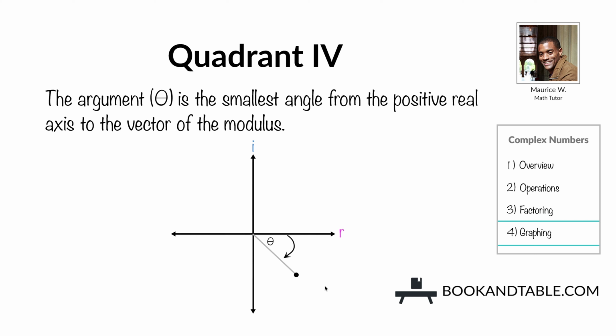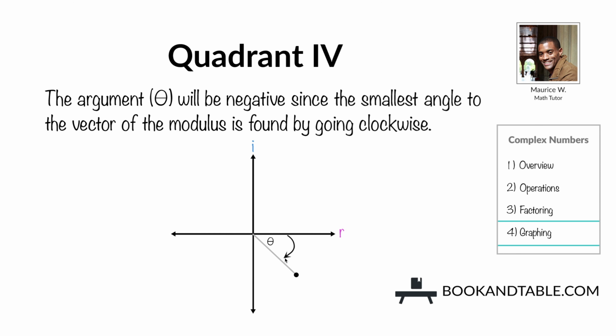Let's wrap up the chapter by discussing how we find the argument in the fourth quadrant. Now, as we've discussed, the argument, or the theta angle, is the smallest angle from the positive real axis to the vector of the modulus. And in the fourth quadrant, the argument is going to be negative since we are moving clockwise. When we moved counterclockwise in quadrants 1 and 2, the arguments were positive. So since we're moving in the opposite direction, the argument will be negative.